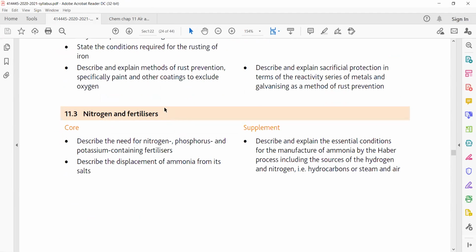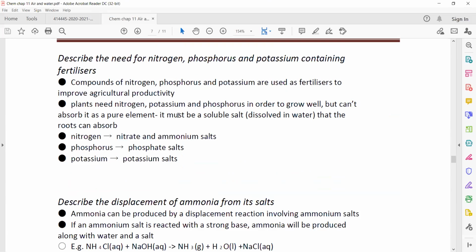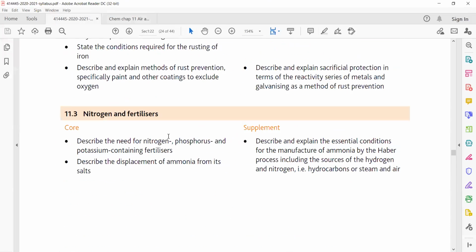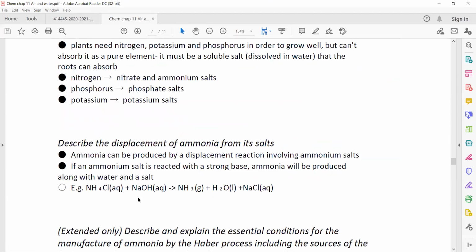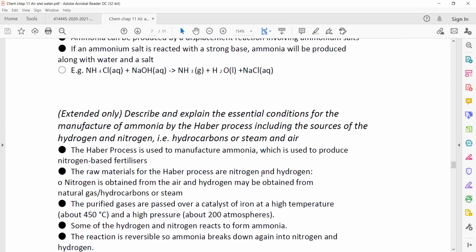Then nitrogen and fertilizers. Nitrogen, phosphorus and potassium, NPK, are essential elements that provide nutrients for the growth of the plant. Describe displacement of ammonia from its salt. When we react an ammonium salt with sodium hydroxide and heat, it will release ammonia gas. So ammonia is displaced from the ammonium ion.